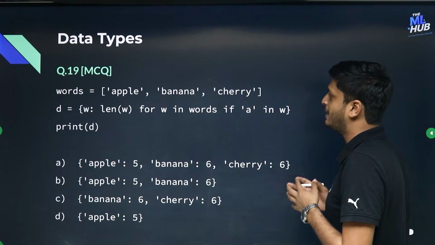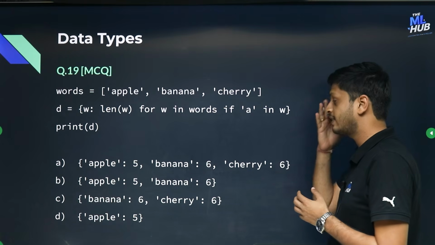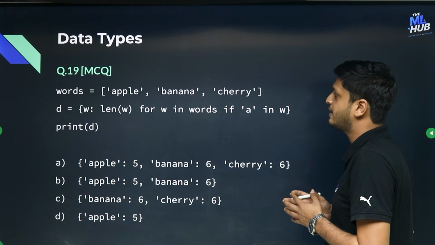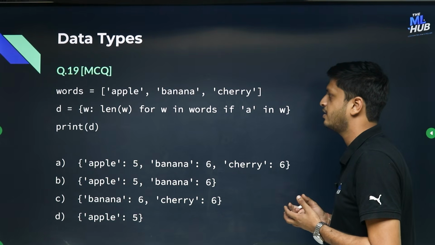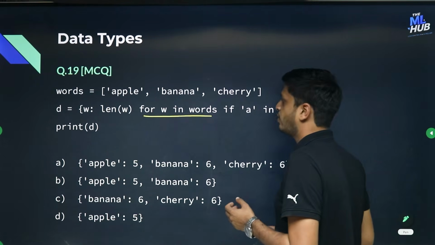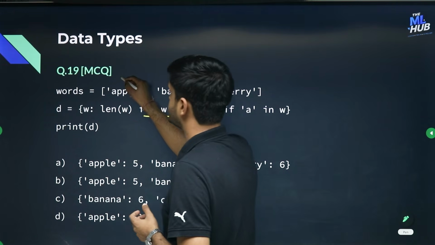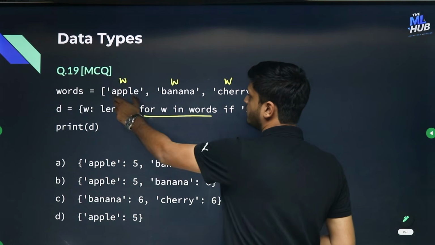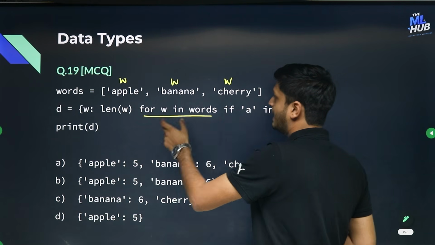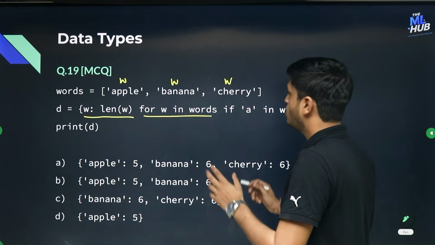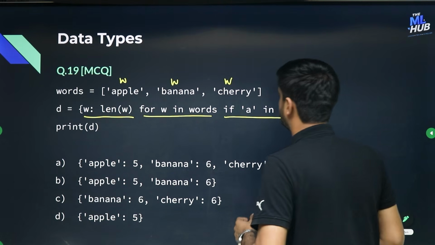Words is equal to apple, banana, cherry. There is a list containing 3 strings and words is the variable. Then you are creating a dictionary using dictionary comprehension here. So you are saying for w in words, which means w will firstly take this string, then this string and then this string. So firstly w will become apple. Now you are adding w colon length of w only if a is inside the word.